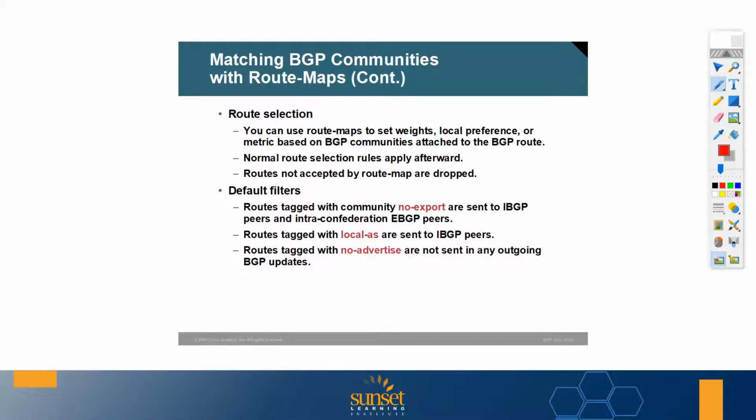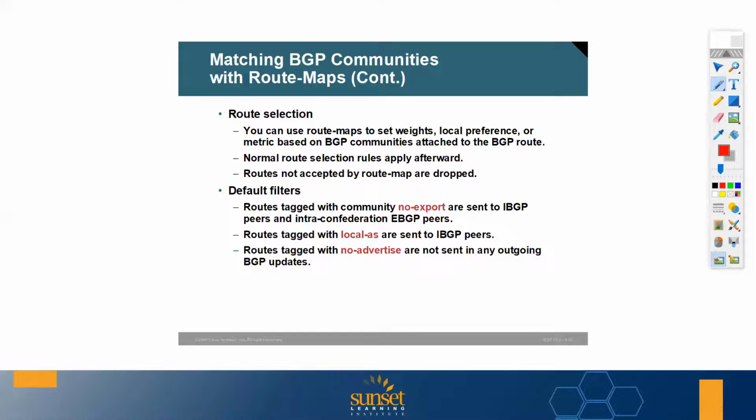Then we mentioned the idea of route selection. By going through and changing the attributes as the route comes into the local router, it then affects how they choose what is the best path, okay? So they show you can use route maps to set weights or local preference or a metric, the multi-exit discriminator on these BGP routes. They show then the normal route selection rules apply after that, okay? They show routes not accepted by a route map are going to be dropped. They are not put into the BGP table.